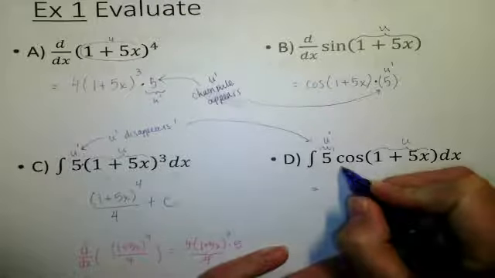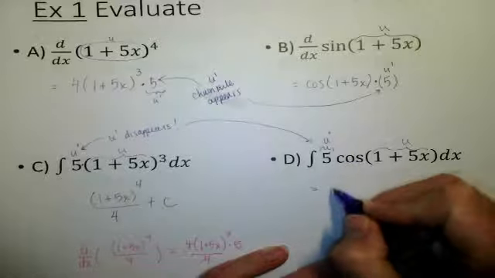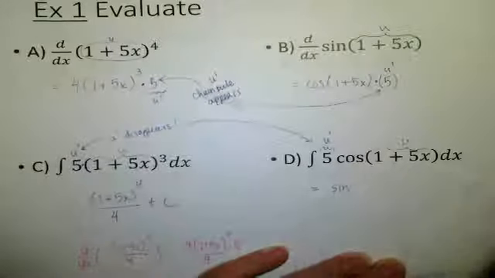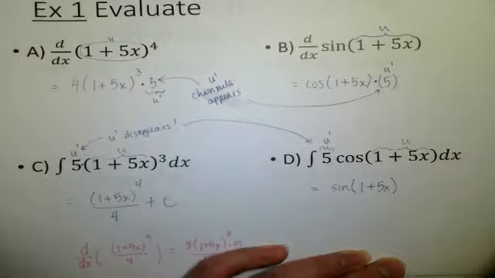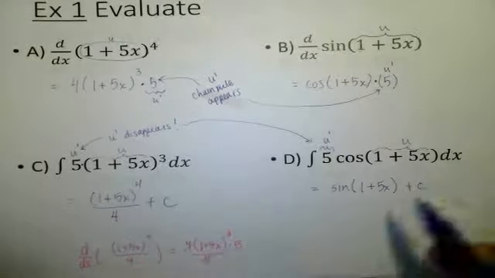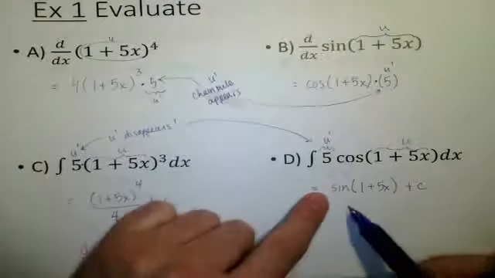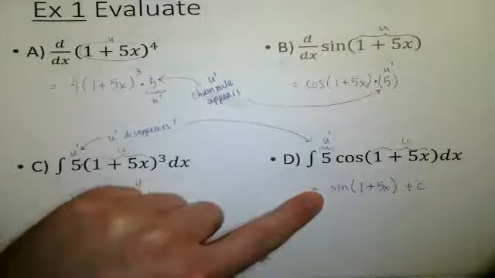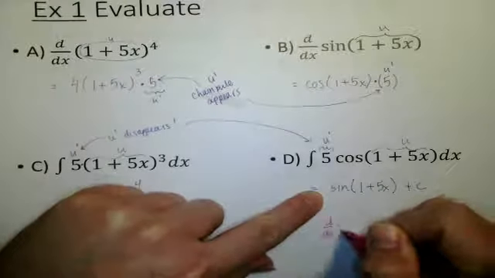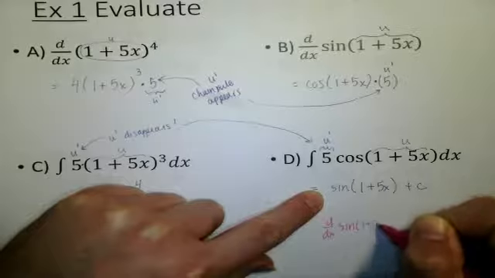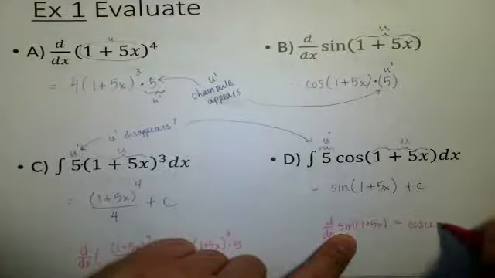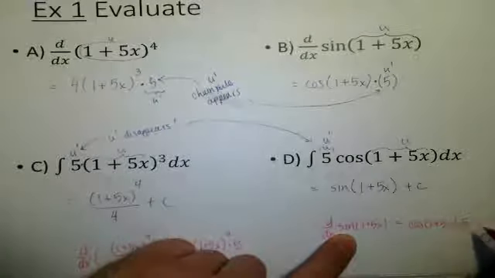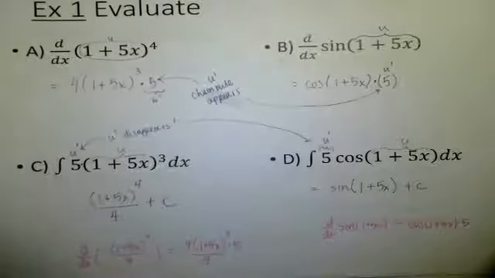The integral of cosine is sine, right? Is that right? The derivative of sine is cosine. Yes. So sine of 1 plus 5x, that's it. Plus c. There you go. Kind of cool. And again, you can always check by taking a derivative. Oh, we did it already. It was right here. Again, the derivative of sine is cosine of the function times the 5. So there it is, back where we started.